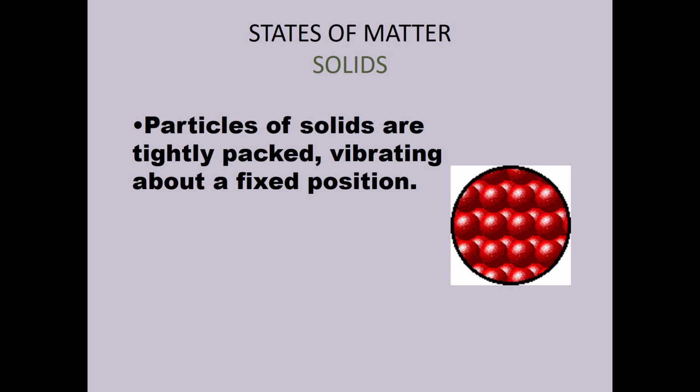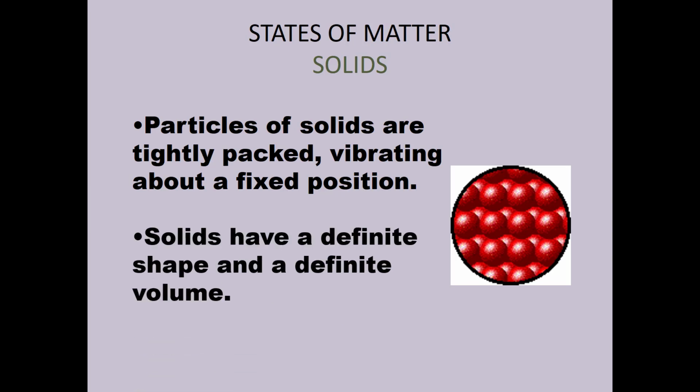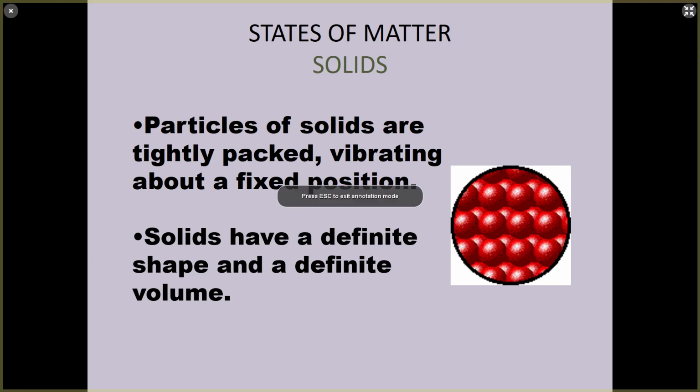So when we look at a solid, it seems like everything's still. I mean, it's a solid. But at the molecular level, we have the atoms or the molecules vibrating about in a fixed position. We describe the shape as being definite, meaning that it has its own shape and it has a definite volume that we can measure. So when we look at the volume, two ways to calculate the volume.